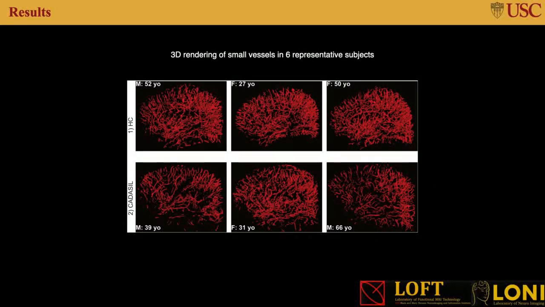Here in this figure, we show 3D rendering of segmented small vessels in 3 representative CADASIL patients and 3 healthy controls. In general, the patients showed reduced vessels in the frontal regions visually.